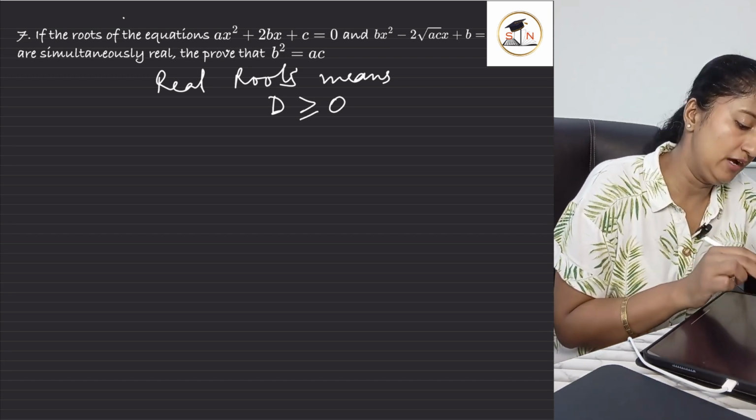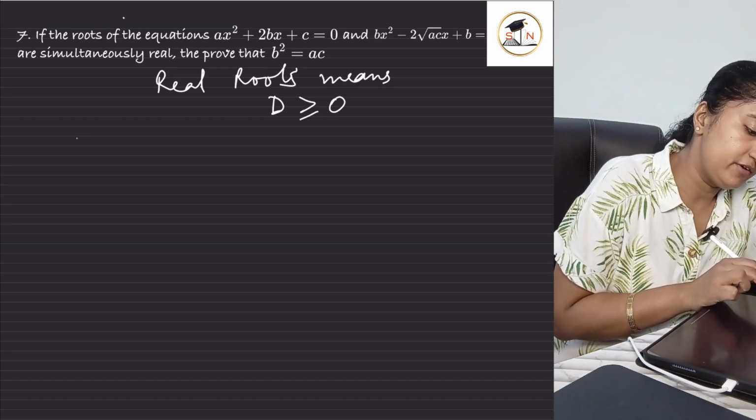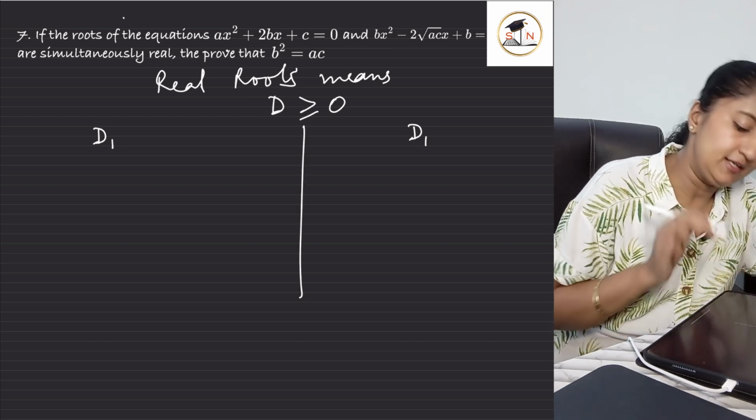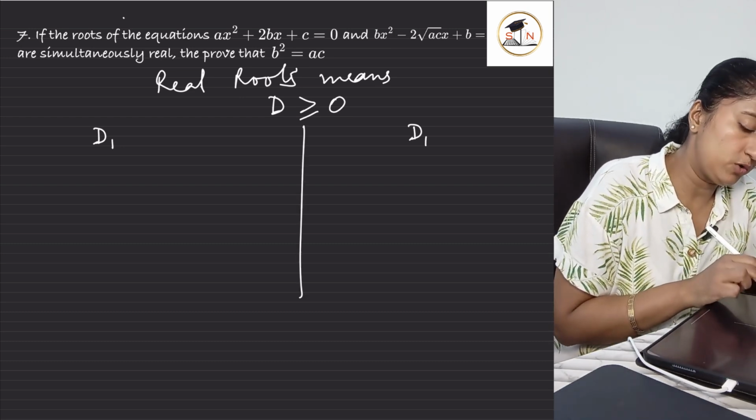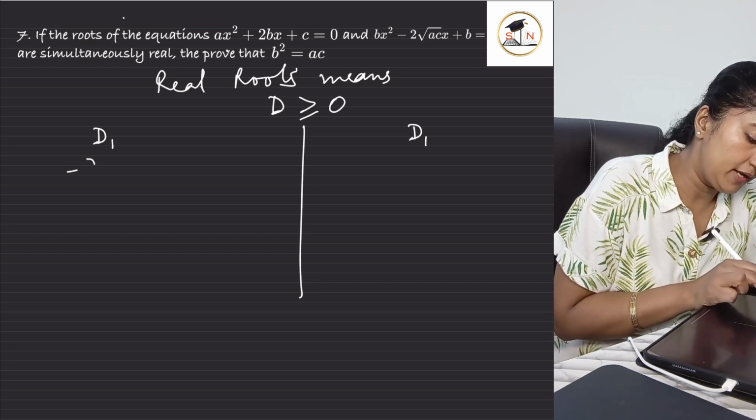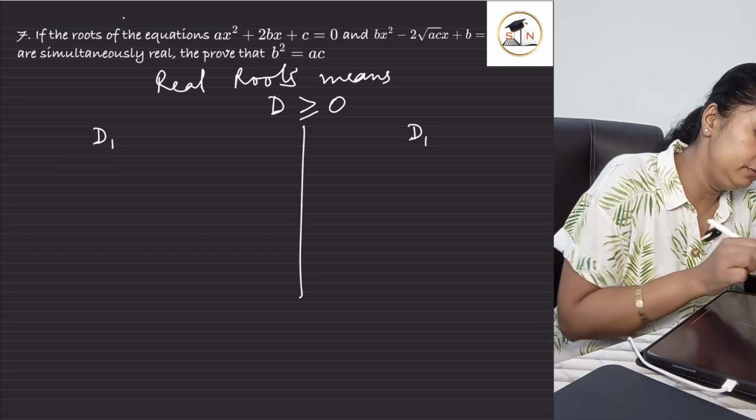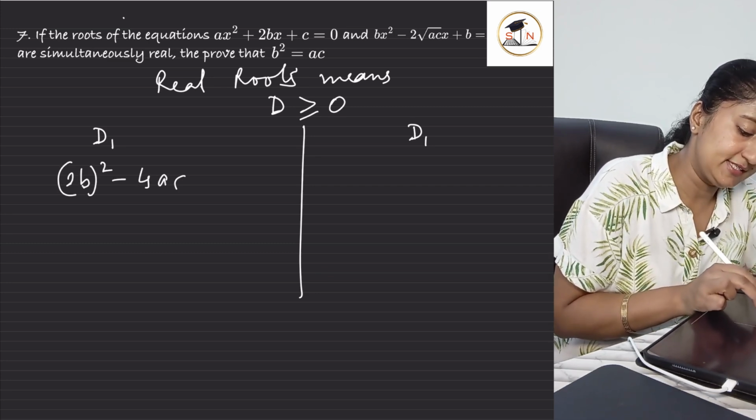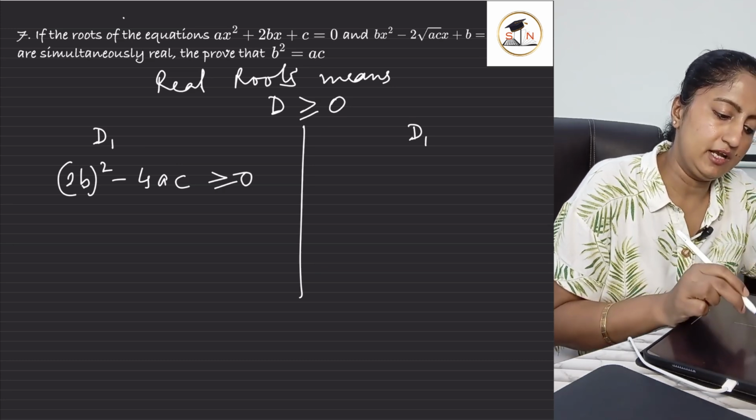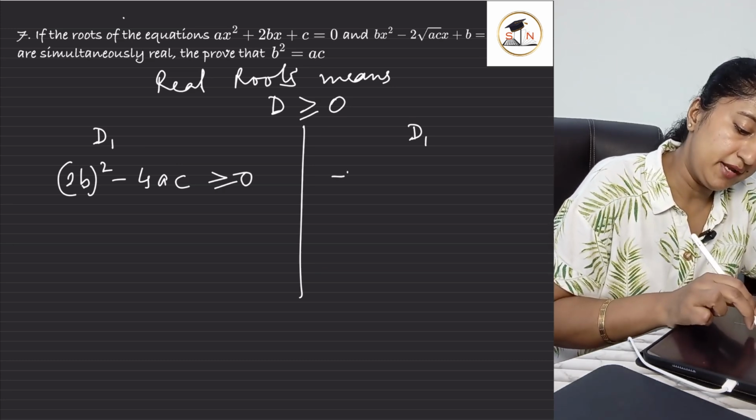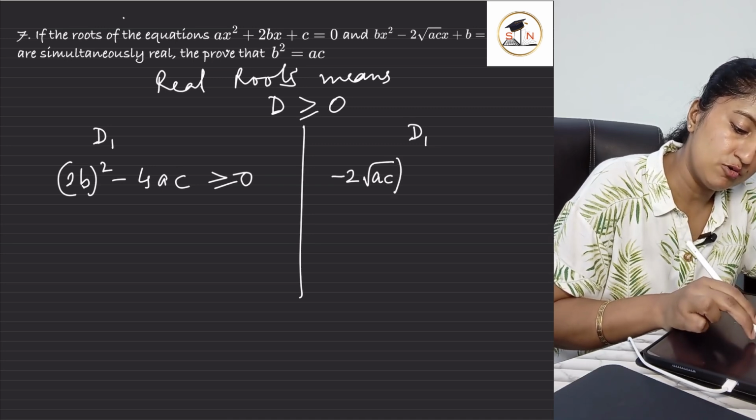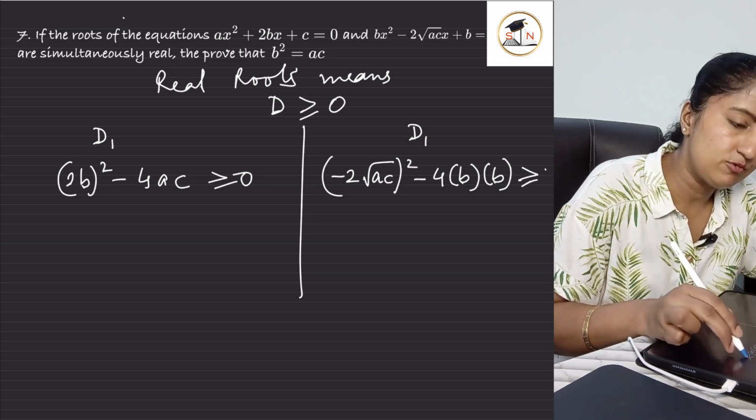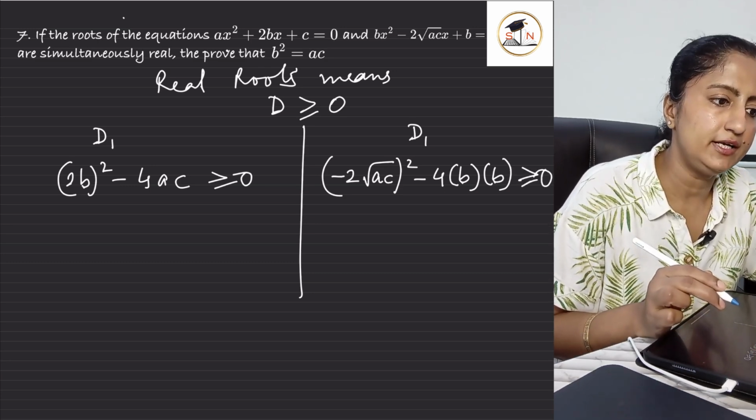Now, from the first equation, what do we have? We need to find 2 d's, d1 and d2, right? Let's segregate once again. So what do we get from the first one? We have 2b whole square minus 4 times ac greater than or equal to 0. And now the second one, what do we get? Minus 2 times under root of ac whole square minus 4 times b greater than or equal to 0. This is what we have, right?